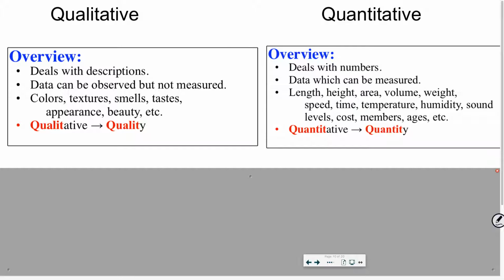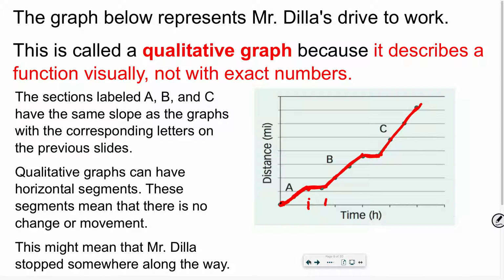Qualitative graphs. Was Mr. Dilla's relationship linear? No. During his entire drive, was he going at a constant rate? No, there were certain chunks, little segments. But if you think about a drive to work, maybe I drove on average 40 miles per hour to work. But there are segments where I'm on the Parkway, so I'm going faster. I'm on New Hampshire, so I'm going slower. But that would be more qualitative.